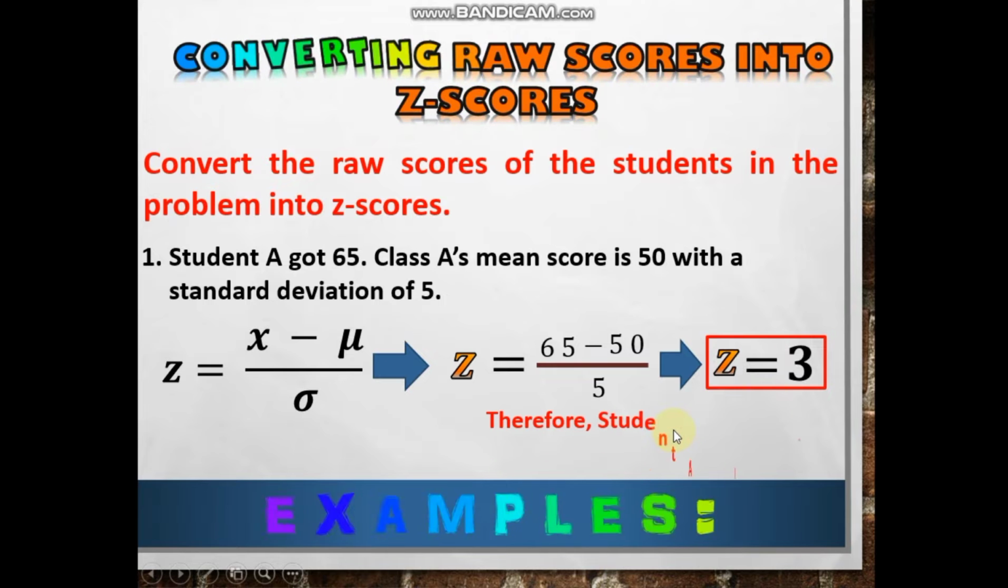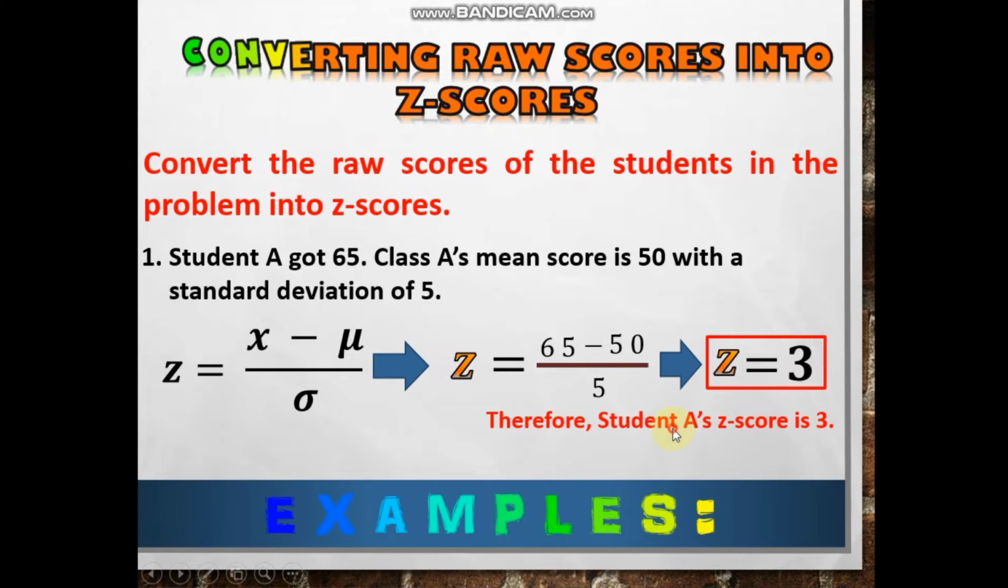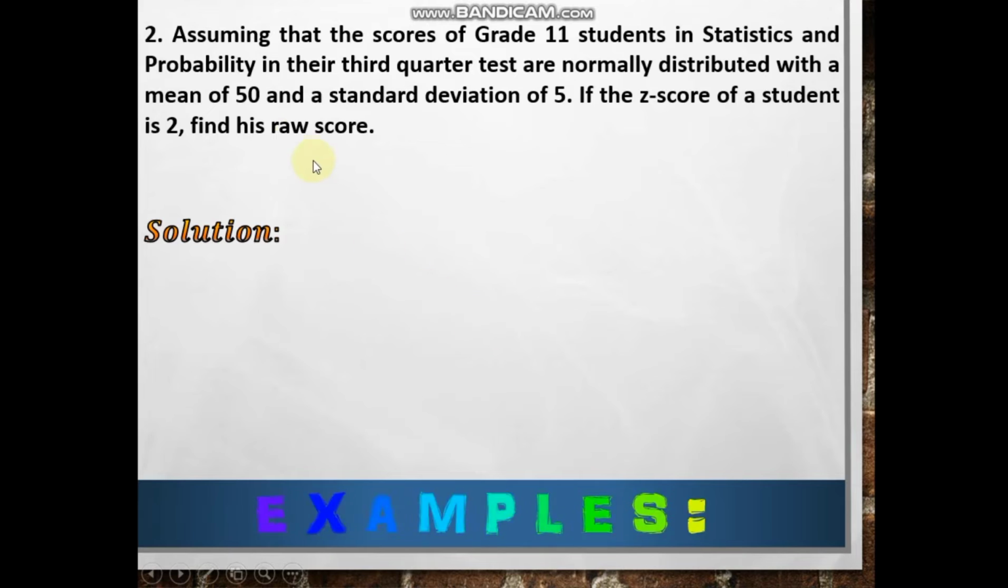Next example, we have this one. Assuming that the scores of grade 11 students in statistics and probability in their third quarter test are normally distributed with a mean of 50. So, sinabi na ang mean ay 50, standard deviation is 5. If the z-score of a student is 2, find the raw score. Kanina, kinuha natin yung z-score or the value ng z. Ngayon naman, ang hanapin natin is the raw score kasi given na yung z-score.